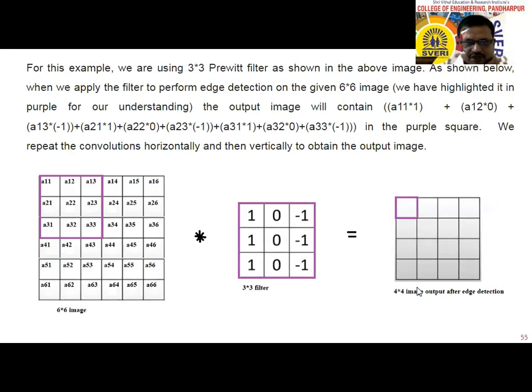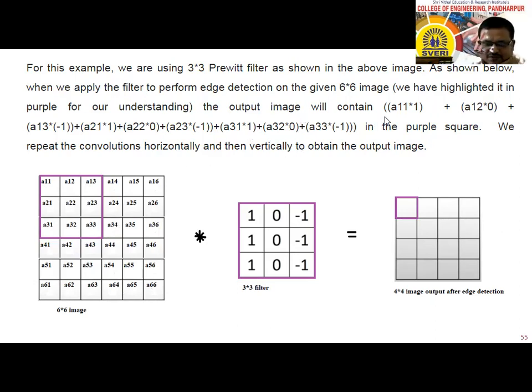For this example, we are using a 3 by 3 Prewitt filter as shown in the above image. As shown below, when we apply the filter to perform edge detection on the given 6 by 6 image, we have highlighted it in purple for our understanding. See that this is the purple.